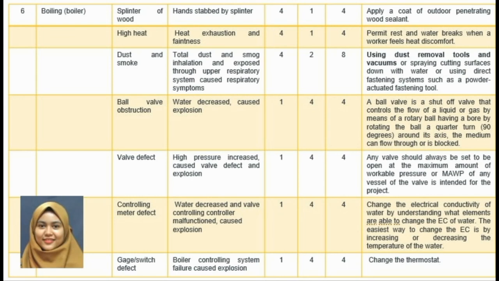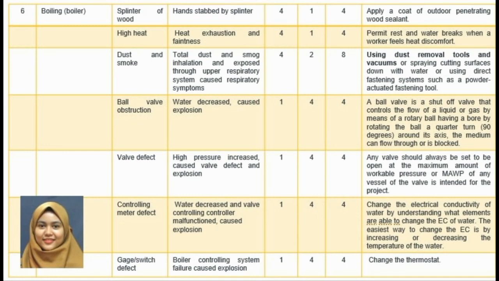So I choose dust and smoke for the type of hazard. The effect is dust and smoke inhalation, exposed through the upper respiratory system causing respiratory symptoms. The risk assessment is 408. The action is using dust removal tools and vacuum, or spraying cutting surfaces down with water, or using direct fastening systems such as powder actuated fastening tools.